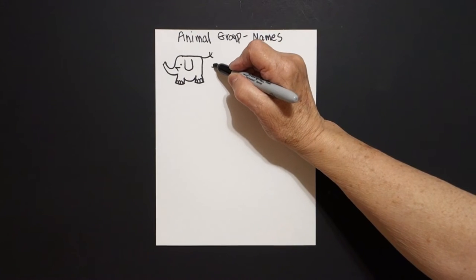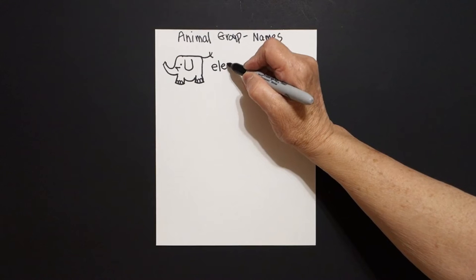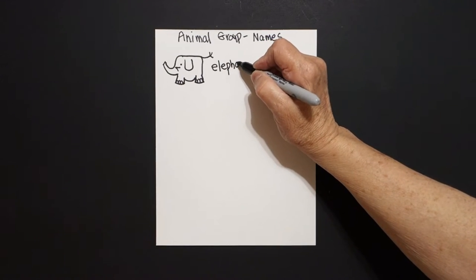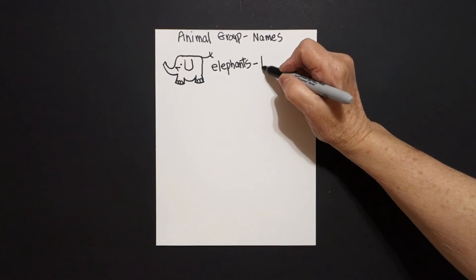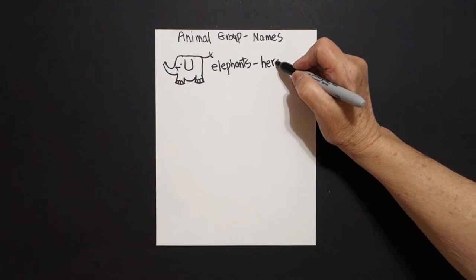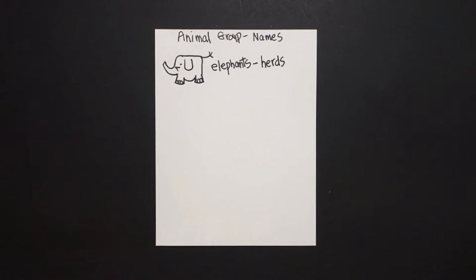Now imagine this was more than one elephant. It was elephants, plural, more than one. And if we were talking about them, we would say they were in herds. So there were herds of elephants walking around.